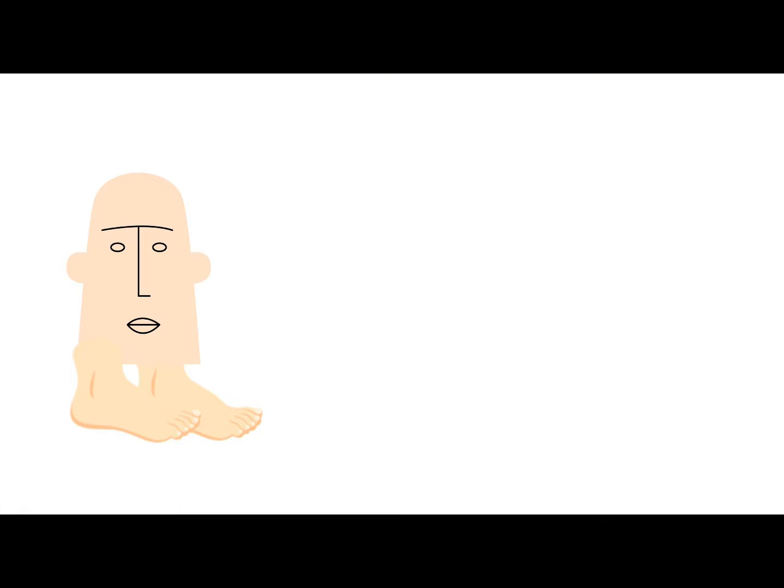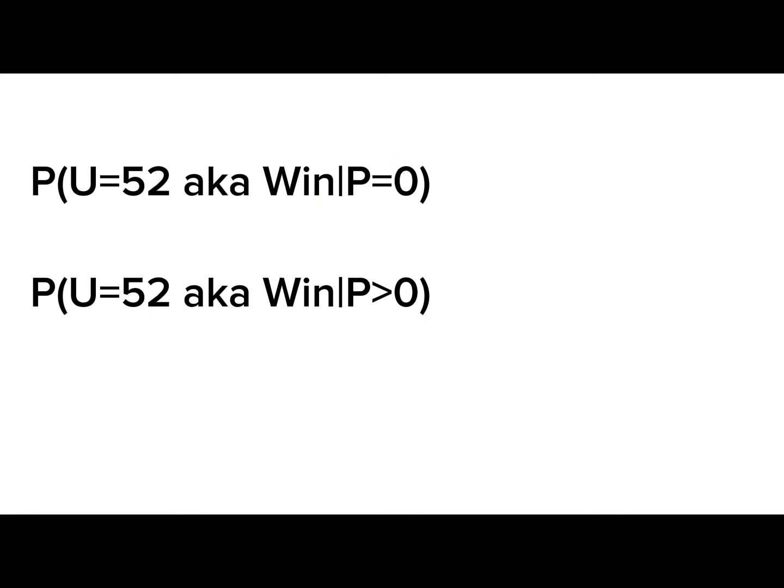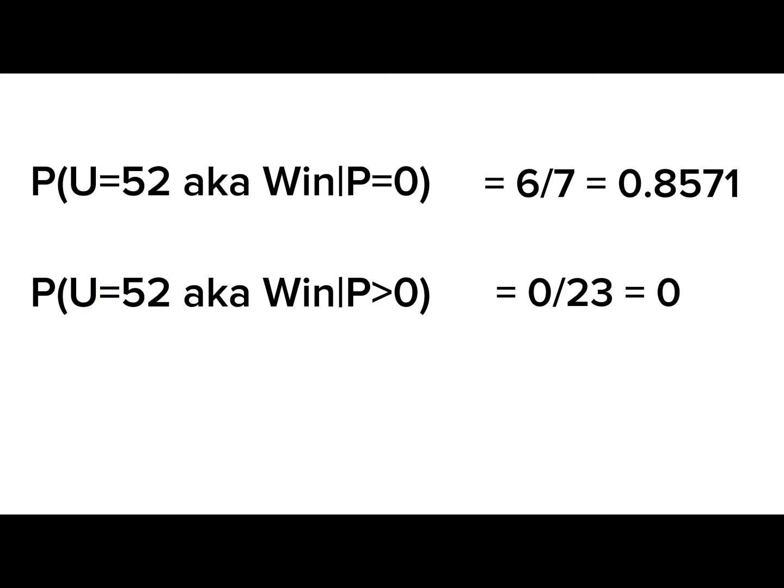Now we know our two variables P and U are not independent, and this is because, let's say, the probability of U equaling 52, which would be a win, is affected by what P is. So let's say P equals 0. That is a much higher chance than if P equals anything above 0, then there is a 0% chance that U equals 52, because then there would still be cards in the pile, and that means that not all 52 cards are up. So they are dependent on each other.